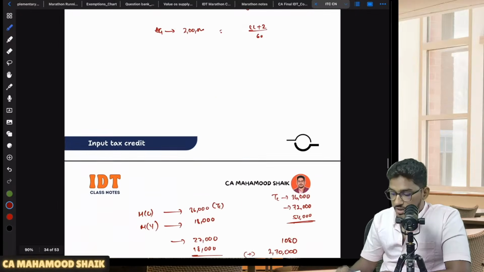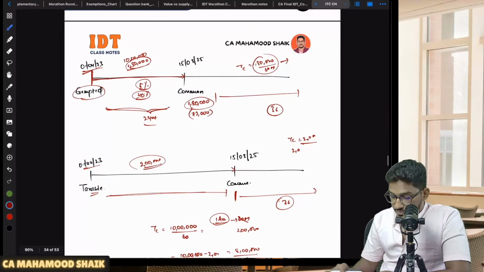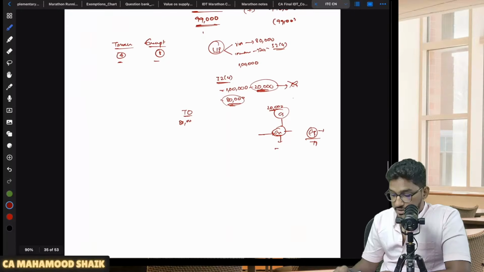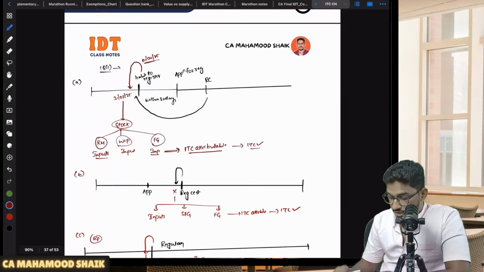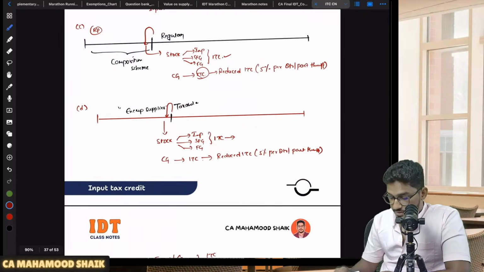which is talking about apportionment and also the blocked credit. Now what we will try to do is, we will try to understand section number 18, credit in special circumstances.